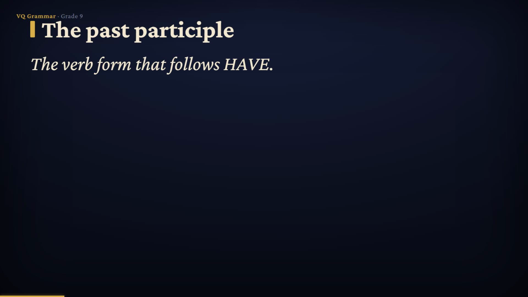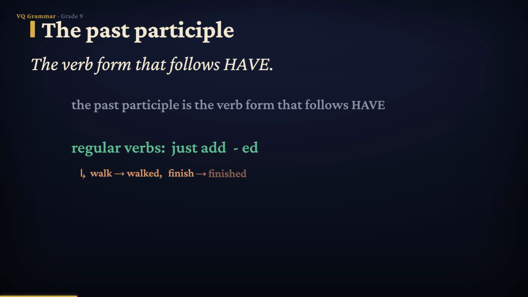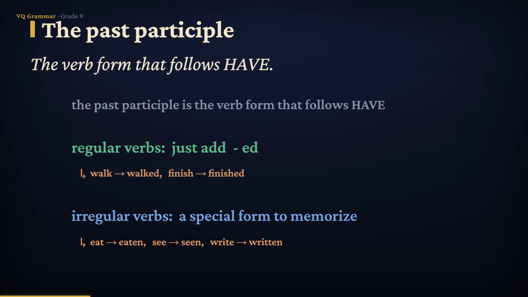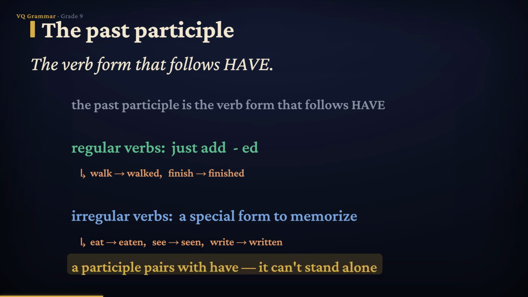Since every perfect tense needs a past participle, let's make sure that word is crystal clear. The past participle is the verb form that follows have. For regular verbs, it's easy. You just add ed. Walk becomes walked. Finish becomes finished. Now, irregular verbs are the ones to watch. Their past participles are special forms you simply memorize. Eat becomes eaten. See becomes seen. Write becomes written. Notice these aren't the plain past tense. Ate and saw won't do the job here. And remember, a past participle pairs with a form of have. All by itself, with no have in front of it, it can't carry a perfect tense.